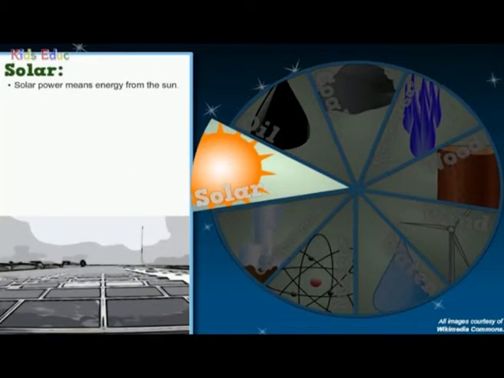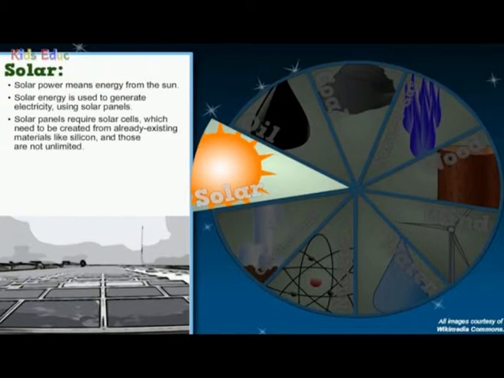Solar power means energy from the sun. How powerful is it? The Earth receives more energy from the sun in just 1 hour than the world uses in a whole year. Solar energy is used to generate electricity using solar panels. Unfortunately, things like solar panels require solar cells, which need to be created from already existing materials like silicon, and those are not unlimited. Because of this, solar energy usage isn't as high as it could be.